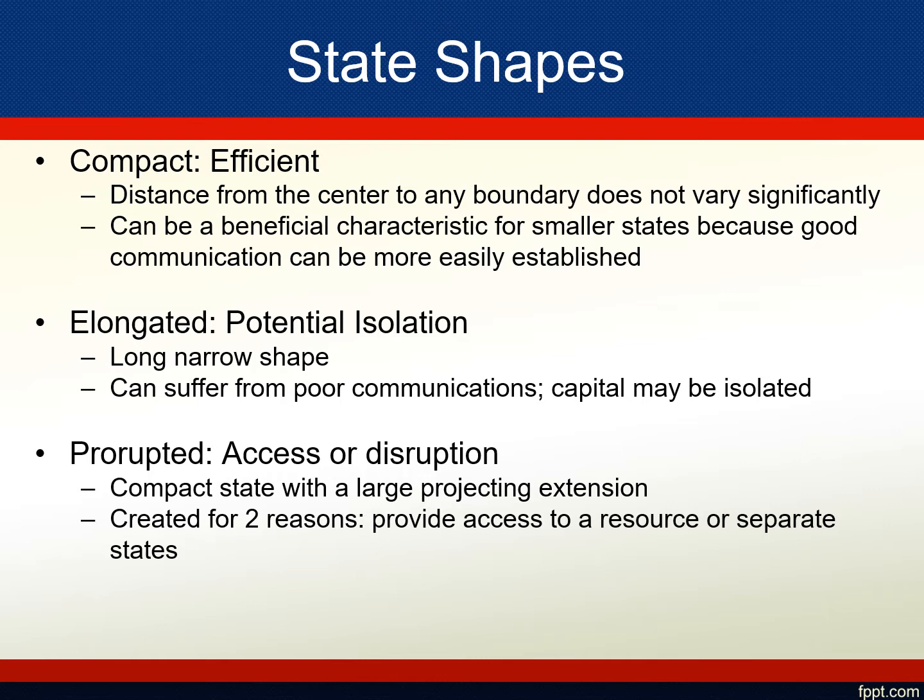The third shape is called prorupted. This is when it's basically compact, so basically circular, but it has like a long arm or projection coming off of it. Usually the reason for this is for access to a resource. A lot of times that resource is water for this prorupted shape.